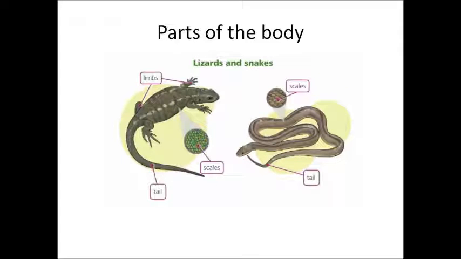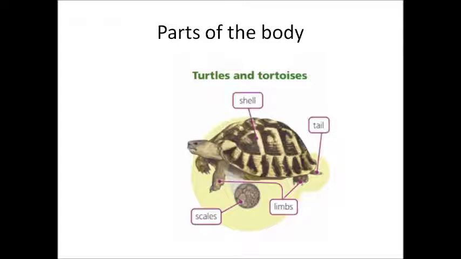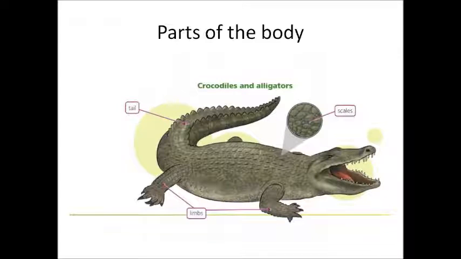Parts of the body. Lizards have 4 limbs, 1 tail and scales, and snakes have scales and a tail. Parts of the body. Turtles and tortoises. Turtles have a shell, scales, 4 limbs and 1 tail. Parts of the body. Crocodiles and alligators. They have 4 limbs, 1 tail and scales.